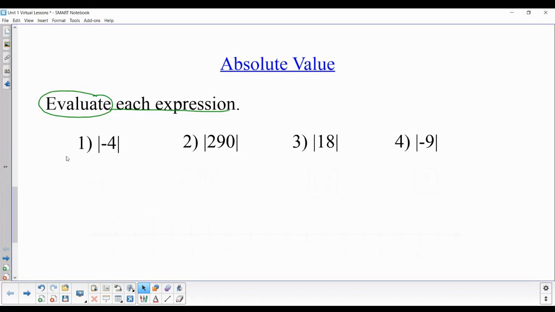So for example, if I'm going to do problem number one, these little thin lines that are a little taller than the numbers and a lot thinner are the absolute value symbols. They're how you know you're doing absolute value. And number one reads, what is the absolute value of -4?